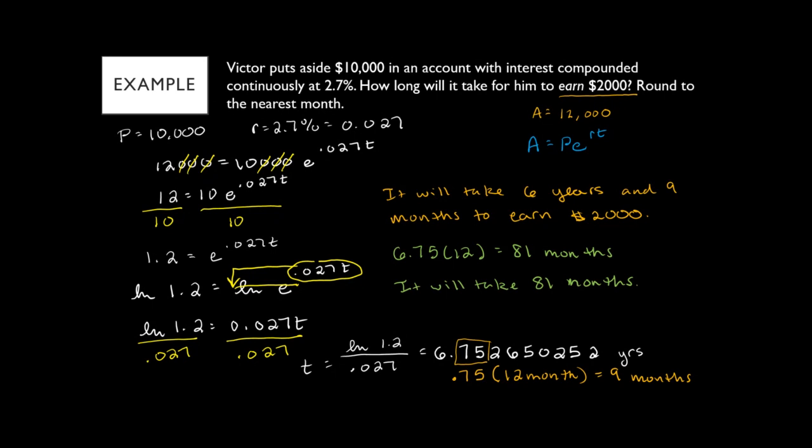So those are both rounding to the nearest month because they're both giving you the decimal part in months, essentially. One of them is giving you only the leftovers in months. The other one is giving you all of the numbers in months. Now, I think the first one that I did, 6 years and 9 months, is easier for us to understand than if somebody said it will take 81 months, because then you're like, well, how long is that? You'd have to do some math there. Are there any questions?